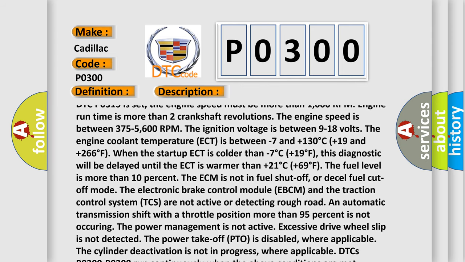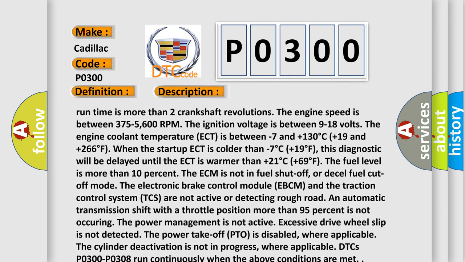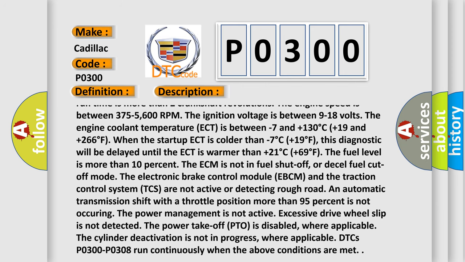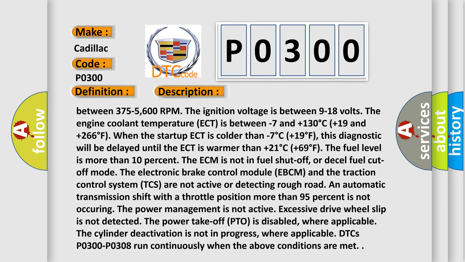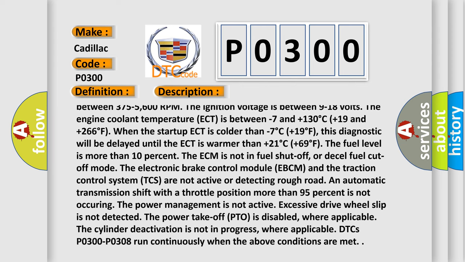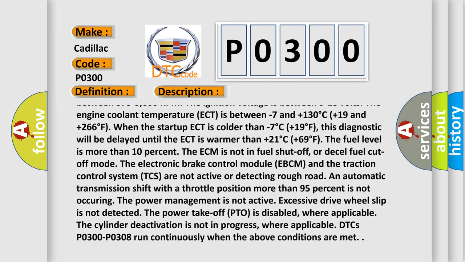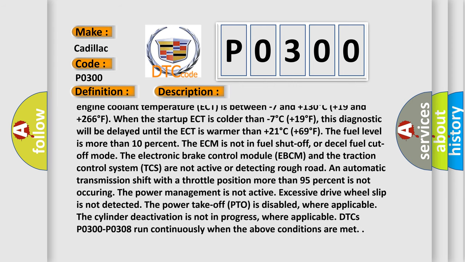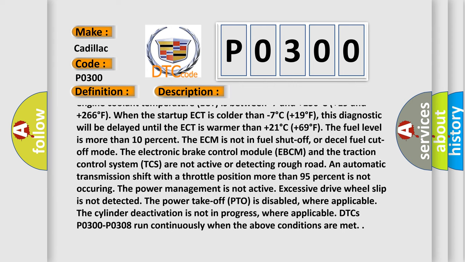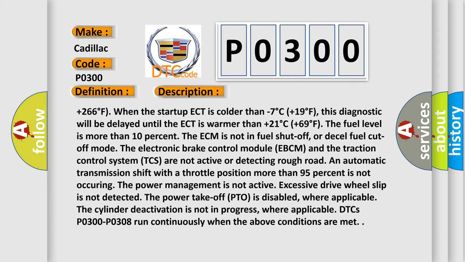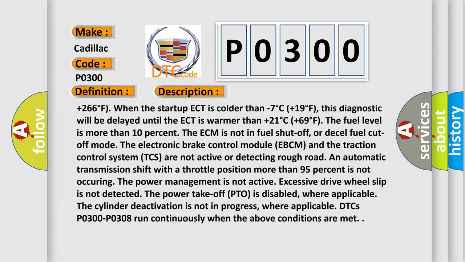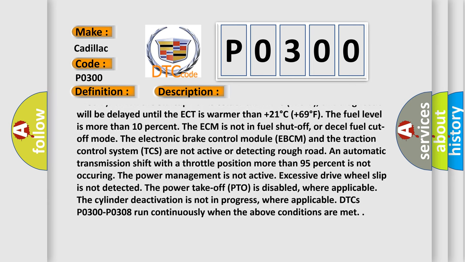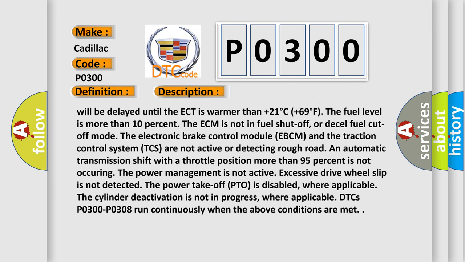The engine speed is between 375-5600 RPM. The ignition voltage is between 9 to 18 volts. The engine coolant temperature ECT is between -7 and +130 degrees Celsius, +19 and +266 degrees Fahrenheit. When the startup ECT is colder than -7 degrees Celsius, +19 degrees Fahrenheit, this diagnostic will be delayed until the ECT is warmer than +21 degrees Celsius, +69 degrees Fahrenheit. The fuel level is more than 10%.